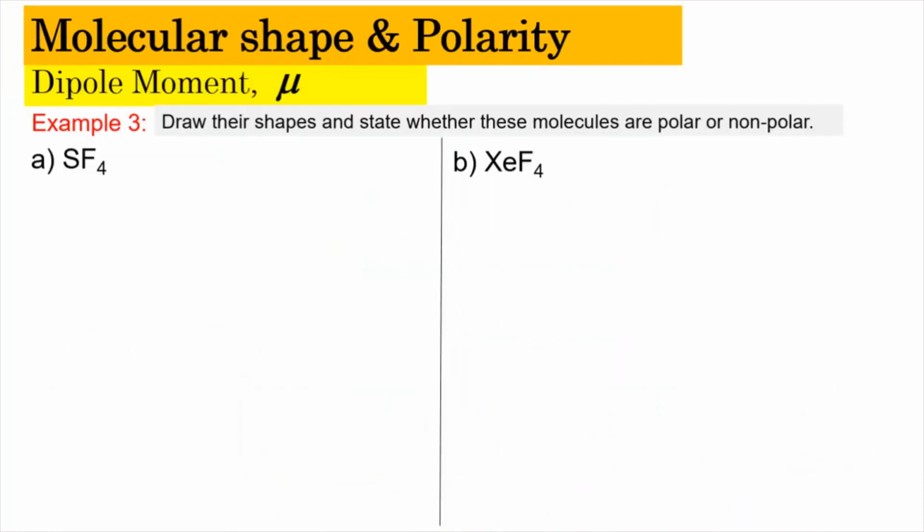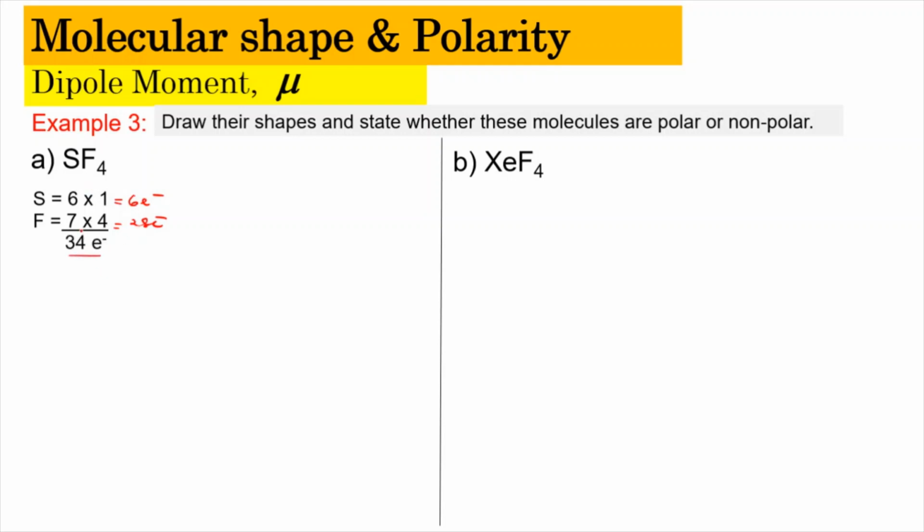Alright. Now we're going to do the last example, which is example 3. So we need to draw the shape and state whether these molecules are polar or non-polar. For this example, you need to draw the Lewis structure, get to the correct shape, and then determine whether the molecule is polar or not. For SF₄, sulfur will have 6 electrons, so 6 times 1, and fluorine, you have 7 times 4, which is 28 electrons. So 6 plus 28 is going to be 34 electrons.